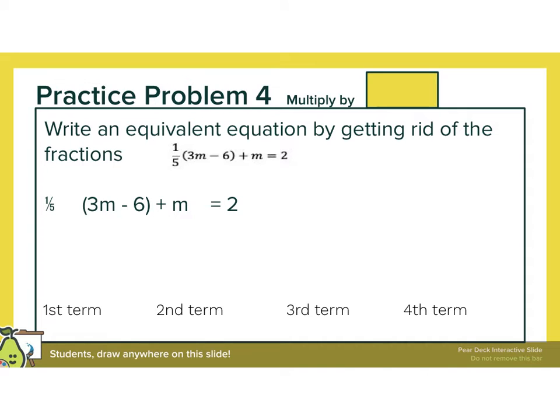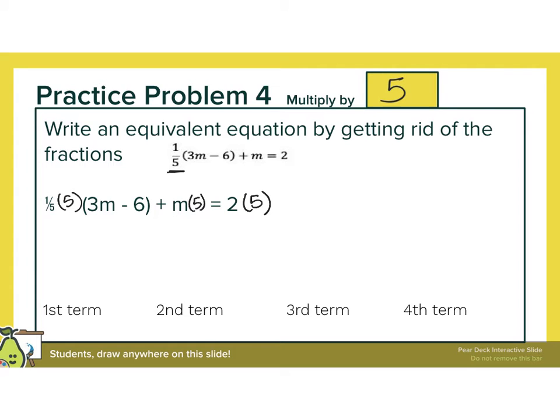All right, practice problem 4. What are we multiplying by? Again, there's only one fraction, 1/5, one denominator. So I'm multiplying by 5. So 1/5 times 5, not the parentheses, plus m times 5 equals 2 times 5.